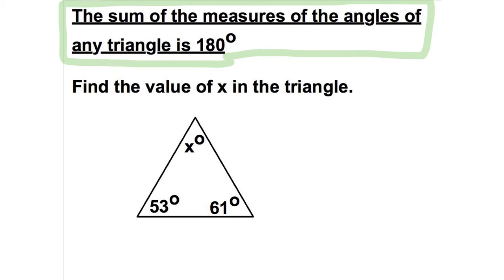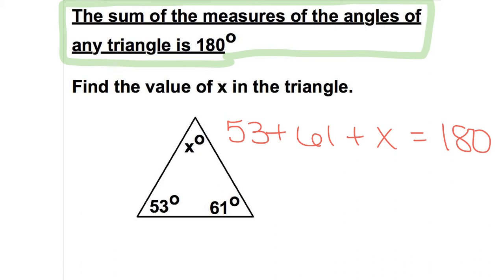This will help us prove that we have a triangle, but it will also help us find missing angles, like the problem that we have here. This problem says to find the value of x in the triangle. This would also be a good time for us to be practicing our equation writing. Now, based on our statement that the sum of the measures of any triangle is 180, that tells us that if we take our three angles of 53 and 61 and x, when we add them together, we will get 180 degrees in order to form a triangle.